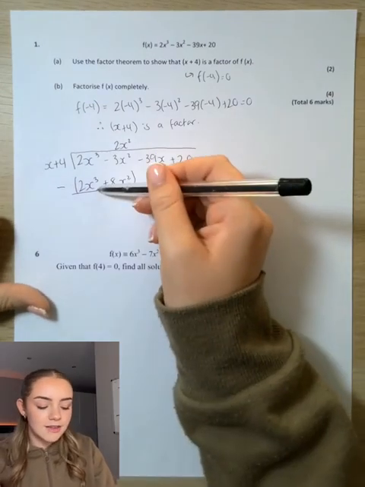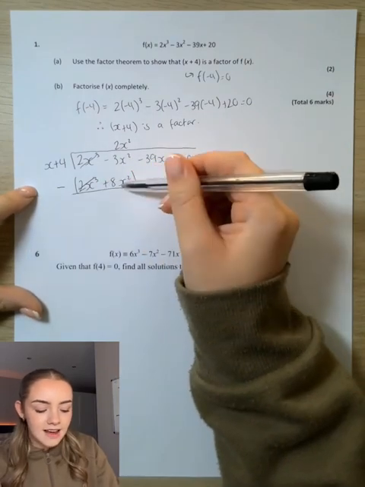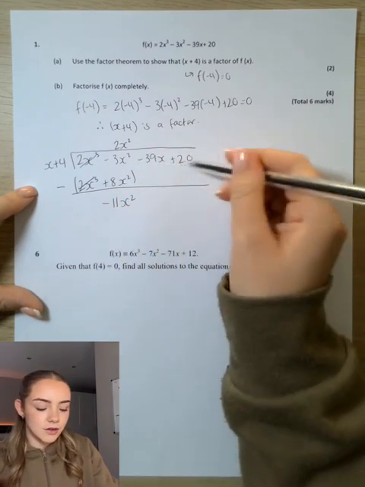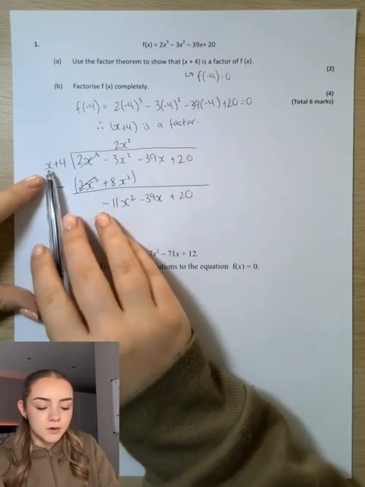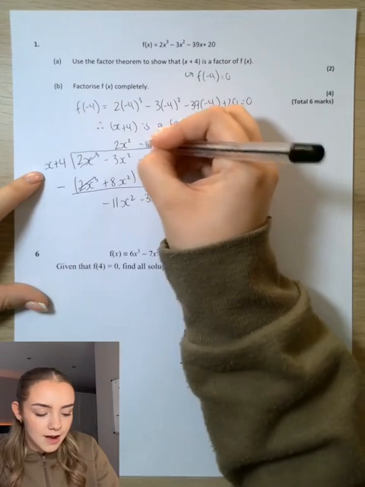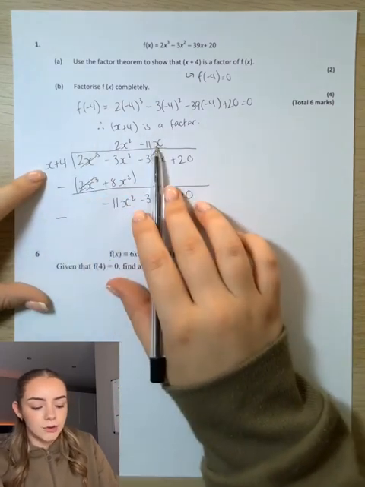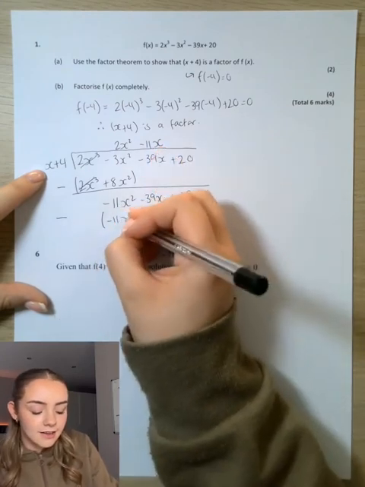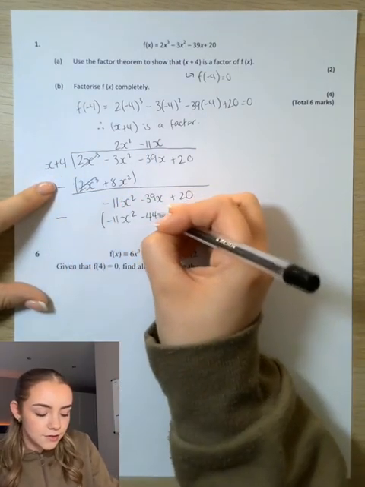So 2x cubed take away 2x cubed will cancel out. Minus 3x squared take away 8x squared, that will be minus 11x squared, and these two terms will stay the same. So minus 39x plus 20. Now again, what do we need to times x by to get to minus 11x squared? That would be minus 11x. So now we want to take away our factor multiplied by minus 11x. So x times minus 11x is minus 11x squared, and 4 times minus 11x is minus 44x.